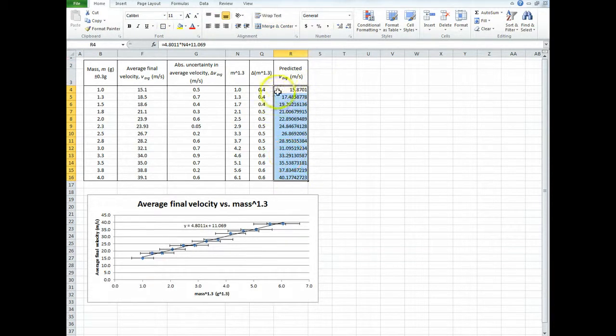These values all came from my masses. My mass to the 1.3 power, which all of those had 2 sig figs, which means these all must have 2 sig figs. So let me take away some decimal places. There we go. Now, the final thing that I need to do, now that I have all of these predicted velocities, and really, let me fix this. Average shouldn't be in there. This is the predicted final velocity, like that.